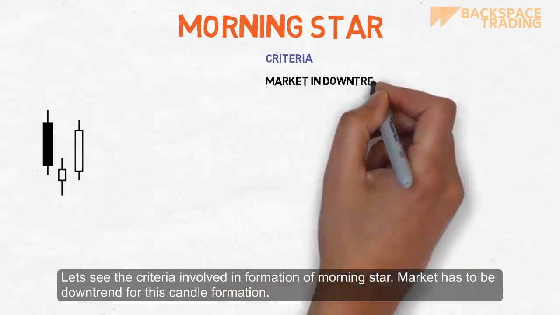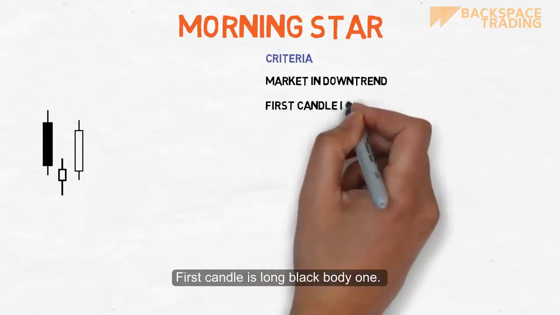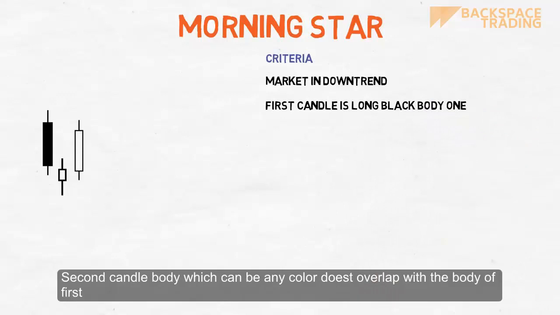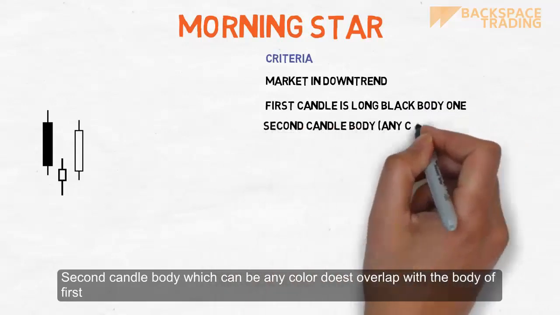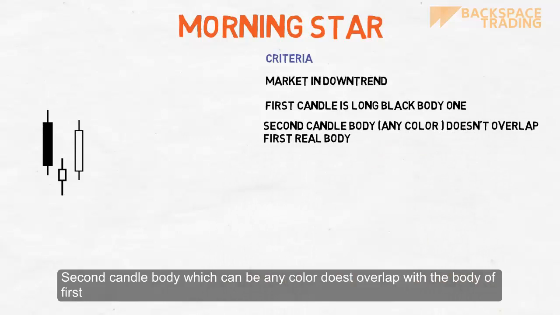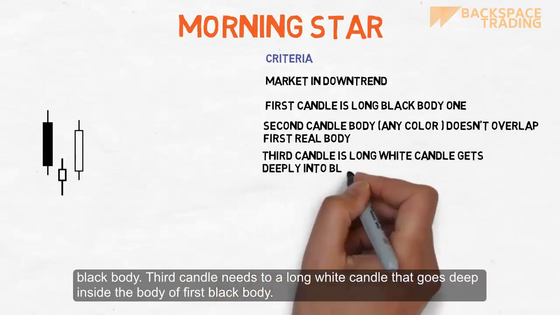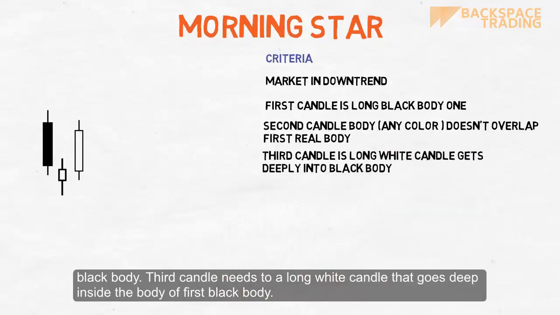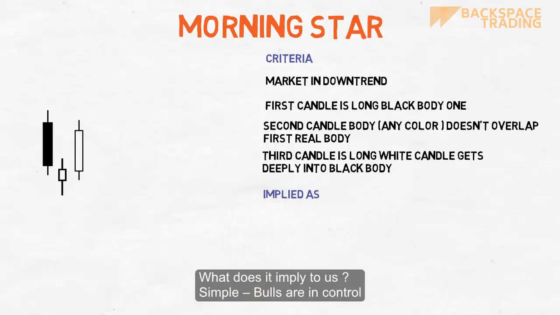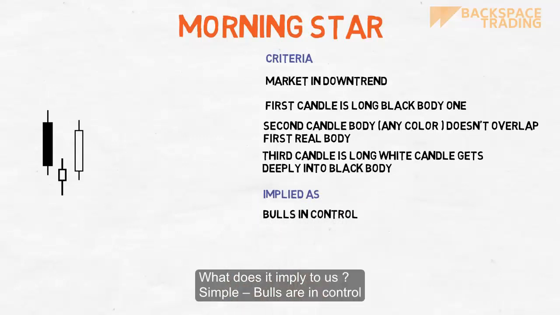Market has to be in a downtrend for this candle formation, and the first candle is a long black body. The second candle body can be any color, okay, but it shouldn't overlap with the body of the first black body. Third candle needs to be a long white candle, and that goes deep inside the body of the first black. What does this imply? Bulls are in control.